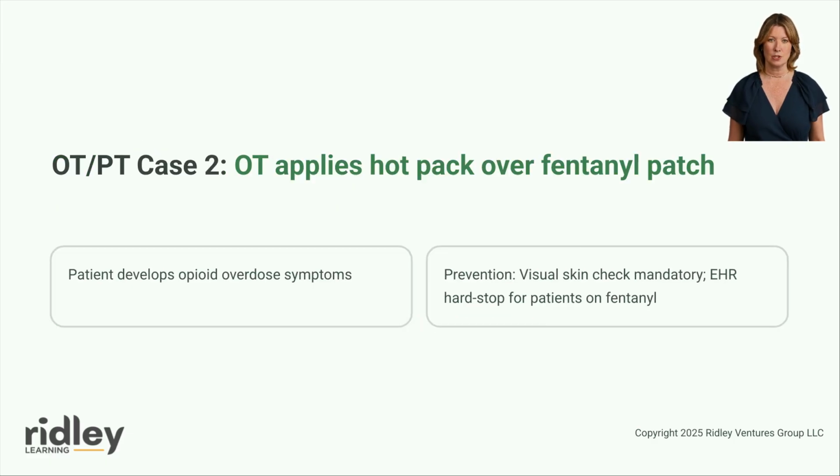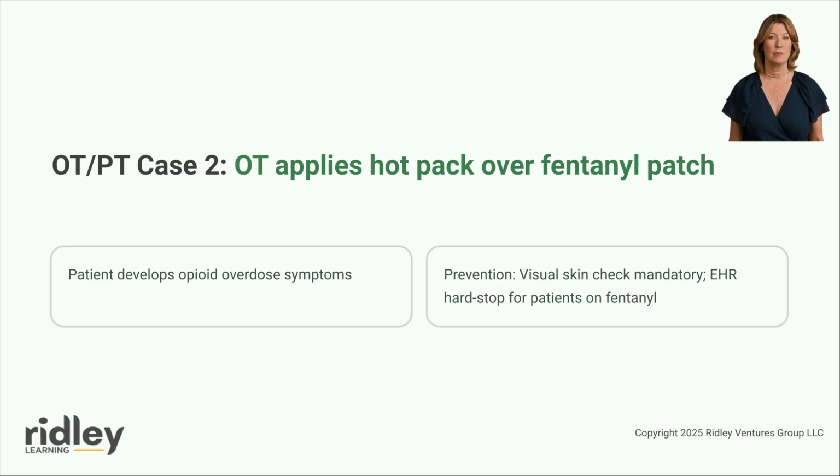Case study 6.2 is the fentanyl patch overdose, an error of commission. In this scenario, a 55-year-old male is treated in an outpatient OT clinic for chronic right shoulder adhesive capsulitis. His complex medical history includes chronic low back pain, for which he is prescribed 50 microgram per hour fentanyl patches applied to his upper back and shoulder area.